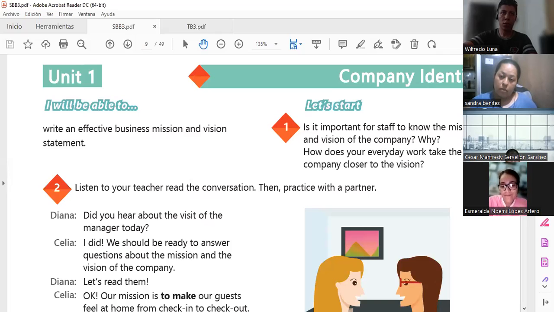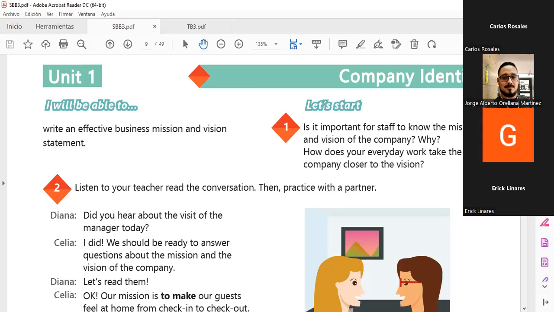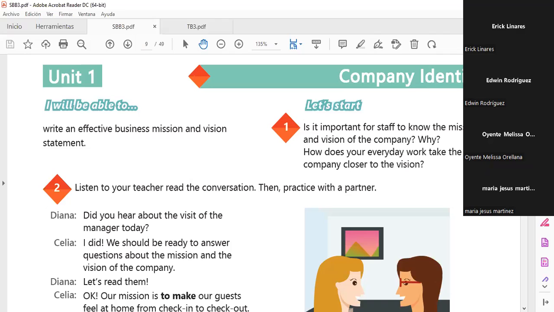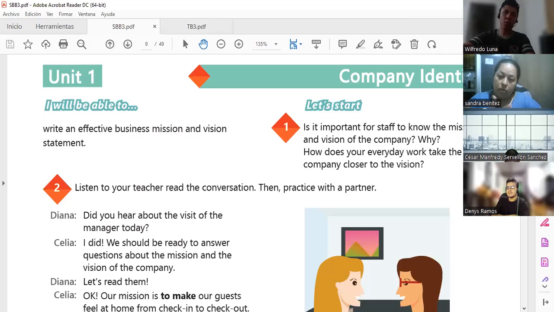Yes, ajá. Por ejemplo, the mission of the company or the work or the place where you work at, imagine is to make better citizens, yes, honest citizens with good values. And if you don't give them values, you don't teach them values, then you're not meeting the mission statement for the company. Yes, it is important. Very good. Excellent. Good job, Esmeralda. Very good. Okay, now I have Sandra. Do you think it's important for you to know the mission and the vision of the company?